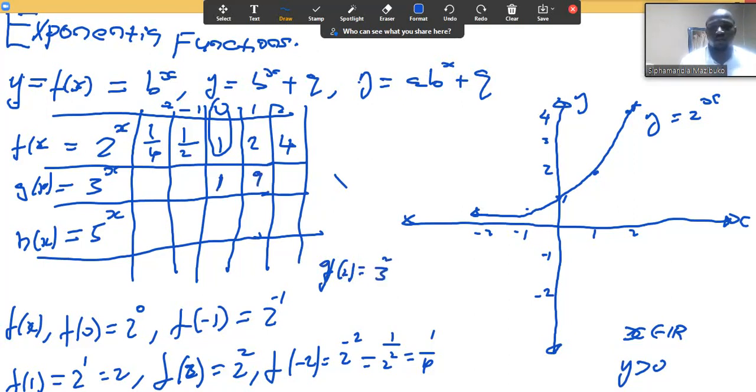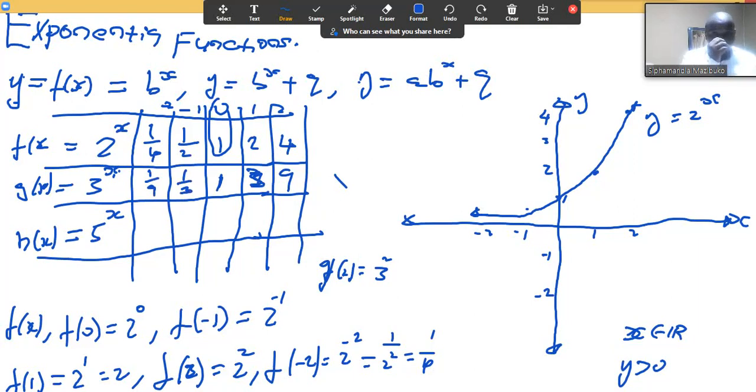9. So g at 2 will be 9, and g at 1 will be 3. If you put 1 here, you'll get 3 to the power 1. You can also look at it by changing this to minus 1. If you put minus 1, it will be 3 to the power minus 1, and that is 1 over 3. Same thing, we'll have 1 over 9 as well.